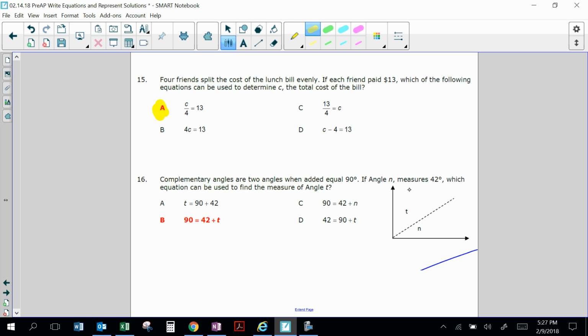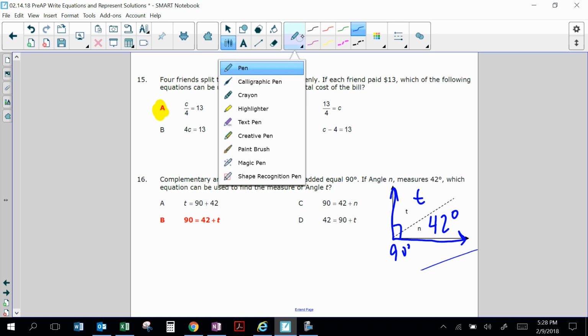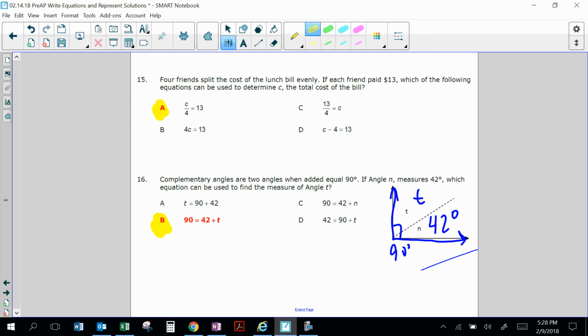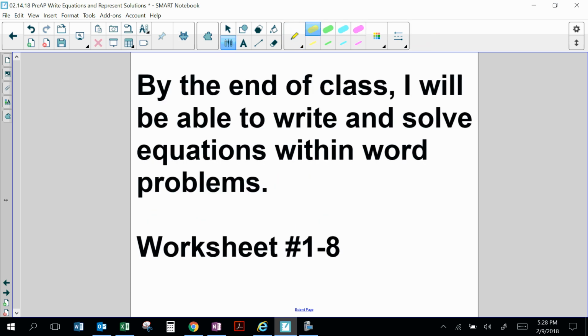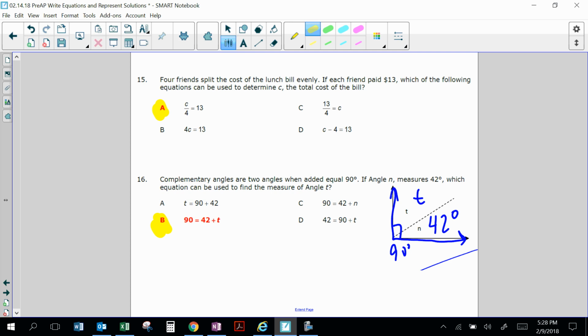This is called complementary angles. If angle N is 42 degrees, what would angle T have to be? It equals a right angle, which is 90 degrees. So the answer is B. Number 17, oh, that's it. Each question is worth about 5 points apiece if you would like to grade it.